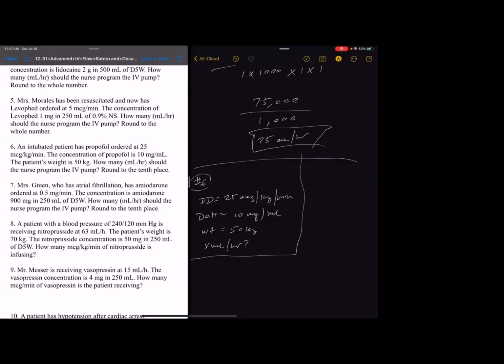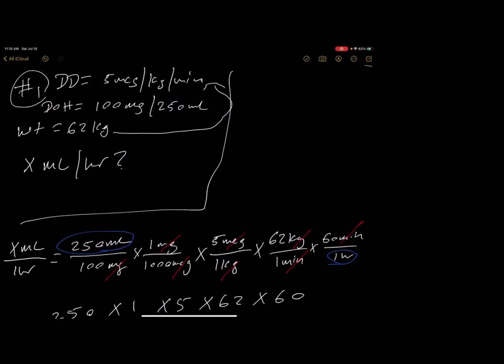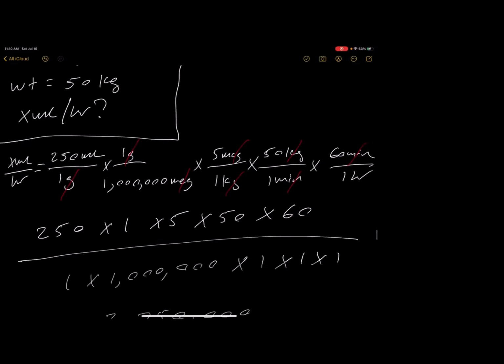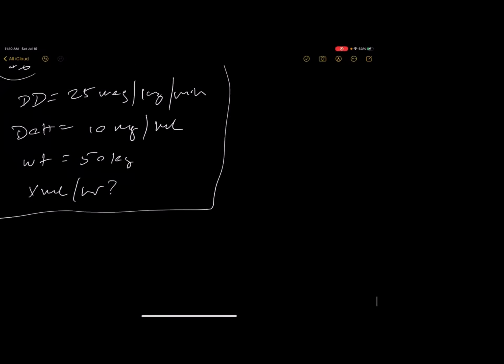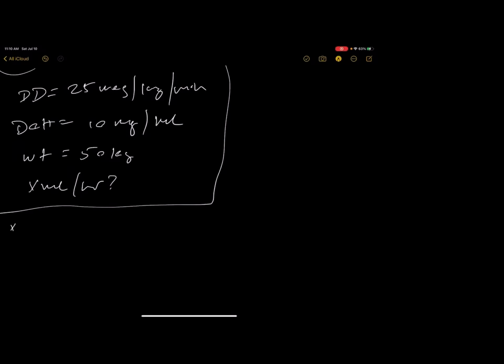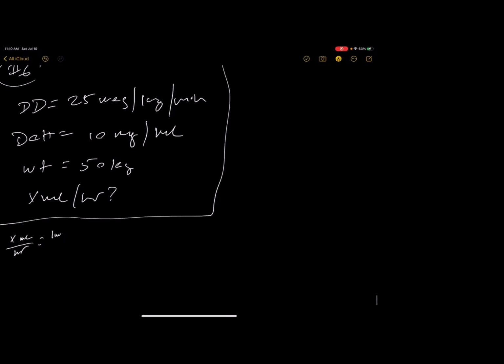You just made a whole box. Yeah, so X mL over hour equals 1 mL over 10 milligrams times. No, we want to convert milligrams to micrograms because we have micrograms up here. So how do you convert it?